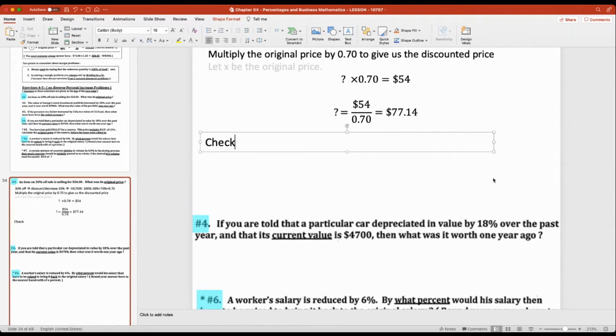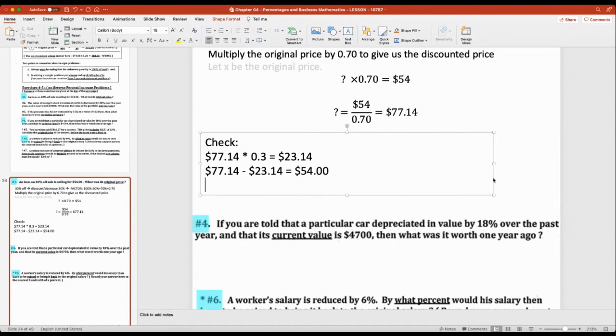I'll use method 1 to check first, from what we did last time. If you take 77.14 and you multiply by 0.3, you get what? I'm just going to use my calculator here. 77.14 times 0.3, you get 23.14. And then you would do 77.14 minus 23.14. This is based on Wednesday's class. And you see, if you subtract, you get $54. So that's good.